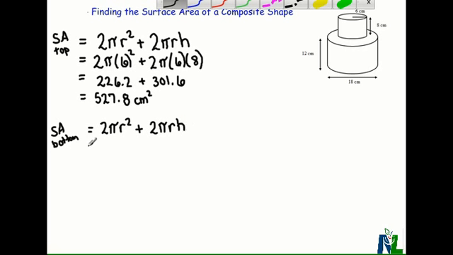Now, for the cylinder on the bottom, we are actually given the diameter of 18 centimeters. So the radius of that cylinder is 9 centimeters. So we need to make sure that we substitute 9 in for r. So we get 2 times pi times 9 squared plus 2 times pi times 9 times 12.